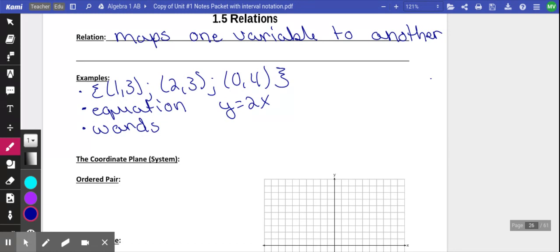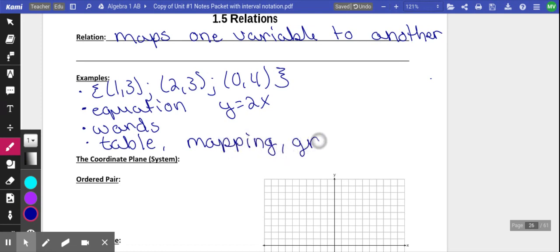You can express it in words. A relation is where everyone sits in class. The variables are you as a student and your chair. Can be a table. You can do it as mapping, a graph.